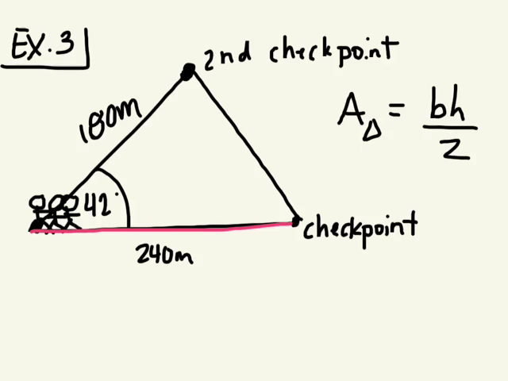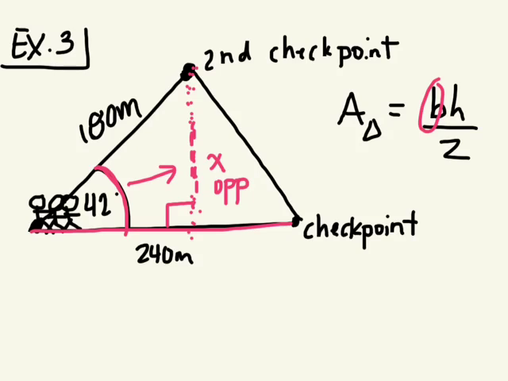240. Do we know the height? It's going to go from here to here, right? What does this form? It forms a right angle triangle. Here's the angle. In relation to this angle, what is the side length? We'll call this x. Where is this located in relation to the angle? Opposite. Do we know this side length? This one here. No, we don't.